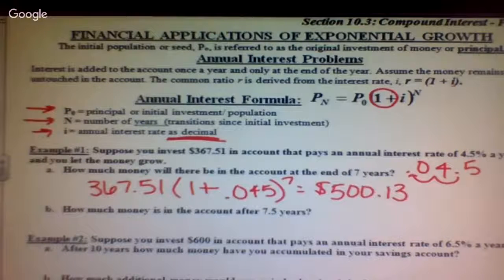Okay. Part B says, how much money is in the account at 7.5 years? Okay. I'm going to give you the answer and you need to tell me why. Because. Said so. What? Because it's annual. This is annual, which means you don't get any money at the half-year mark. You don't get it until 8 years. So technically it has been building, but you don't get anything until after 8 years. Okay? So that one is the same.